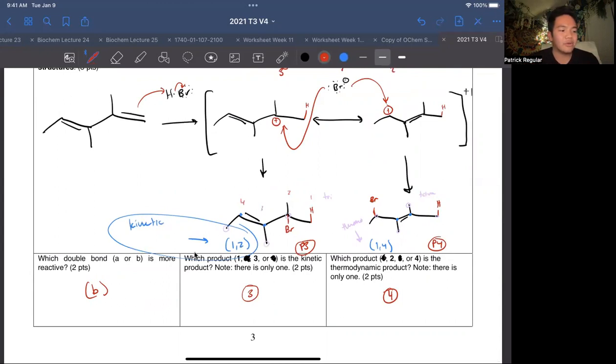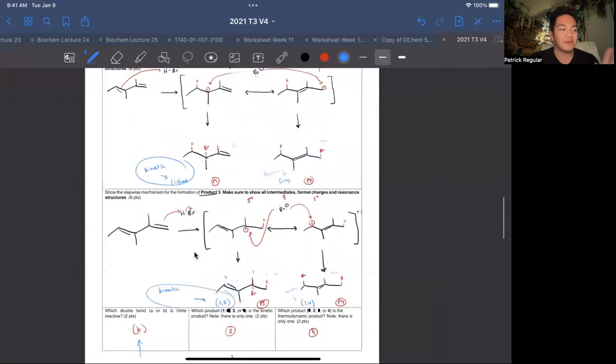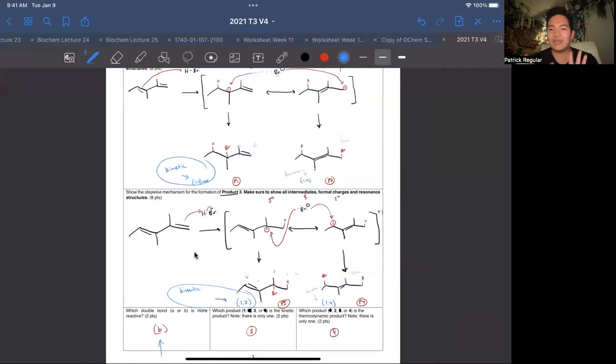Then which product, 1, 2, 3, or 4? Well, you just use, this is what I did. Essentially, you just use the alkene you use, and the products that alkene forms, those are going to be your kinetic and thermodynamic products because it's the most reactive alkene. All right. So hopefully this helps wrap your head around this concept, and you should be able to do this on the test.